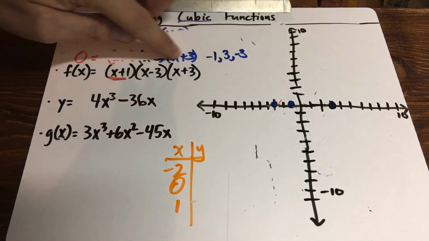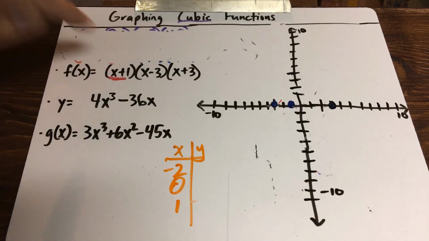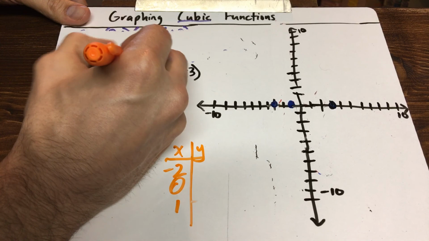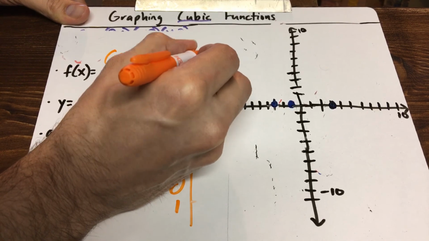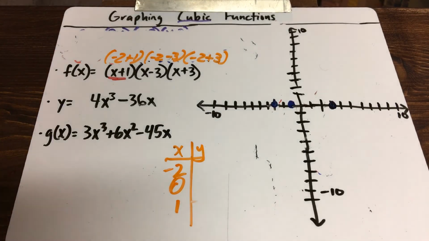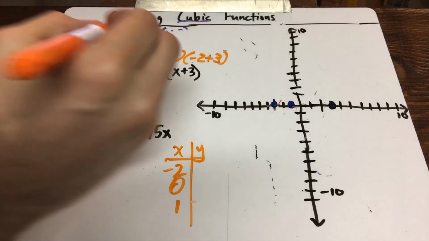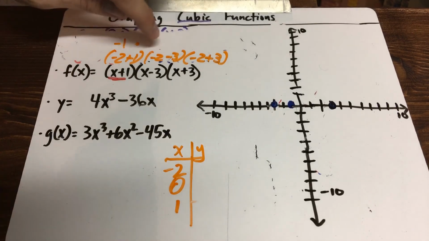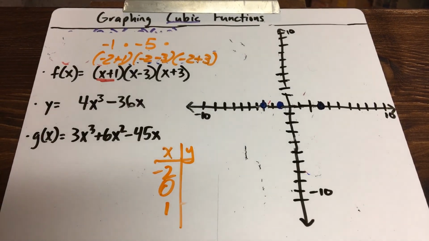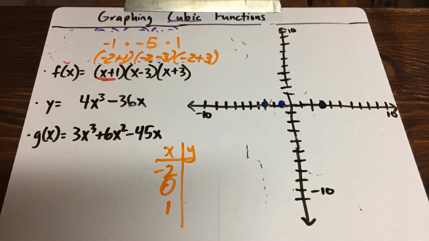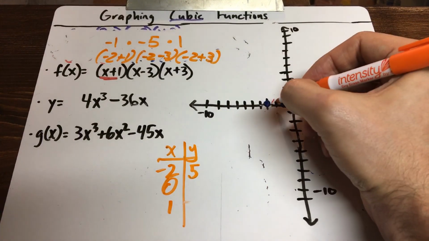So if I go back up here to the original question, and I put negative 2 in the spot of the x, here's what I would have: negative 2 plus 1, negative 2 minus 3, and negative 2 plus 3. And I could work that out. Negative 2 plus 1 is negative 1. Negative 2 minus 3 is negative 5. And the last parentheses, negative 2 plus 3, is 1. Negative 1 times negative 5 is 5. 5 times 1 is 5. So negative 2, 5.